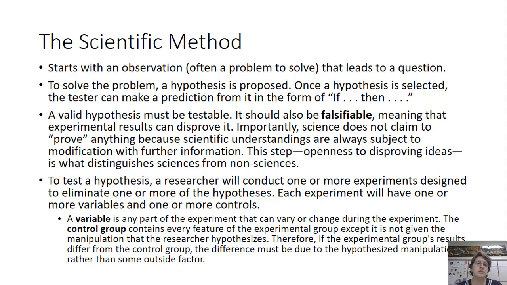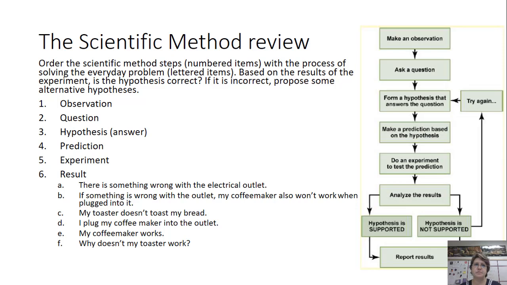And then to have a really good experiment, we want to have a control group. This is a group that is not given the manipulation or the independent variable that is part of the hypothesis. That way you can have some comparison of what would have happened without that outside factor.